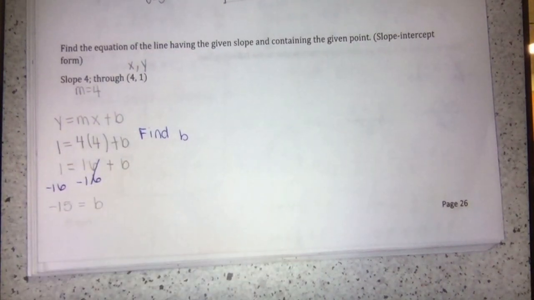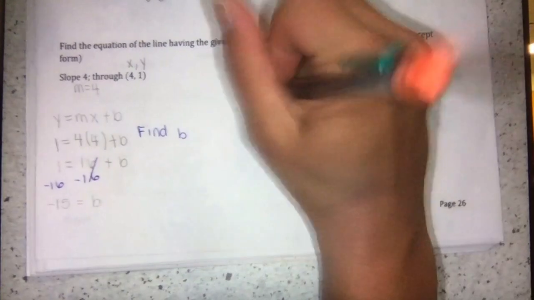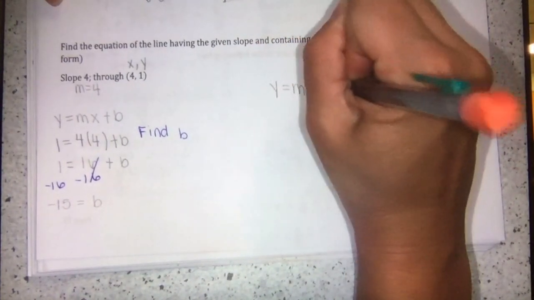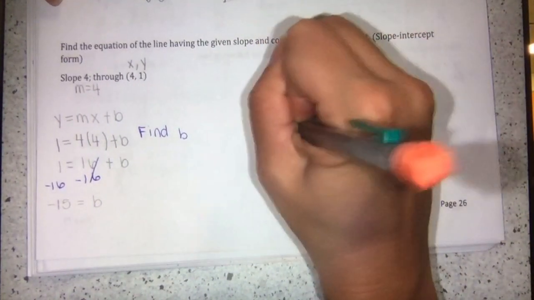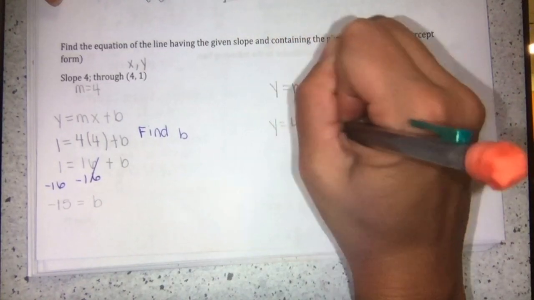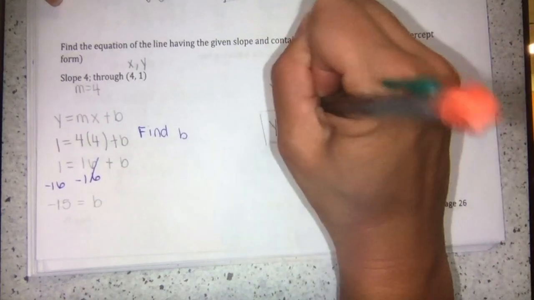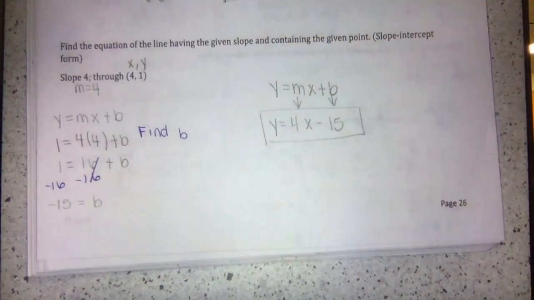So I now know my slope and I now know my y-intercept. Now we can plug it into our slope-intercept form, which is y equals mx plus b. We know m is 4. We know b is -15. So plugging those values in, we get y equals 4x minus 15. Or you can write plus -15, which is still good.